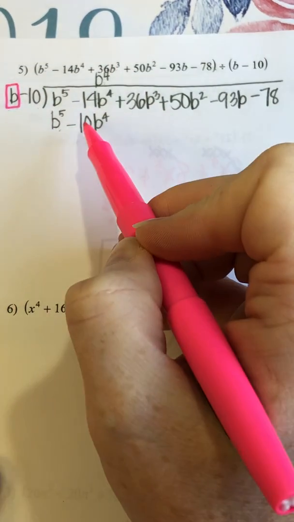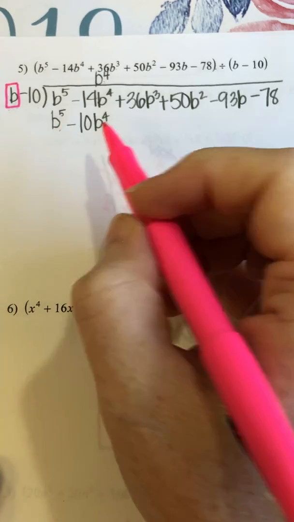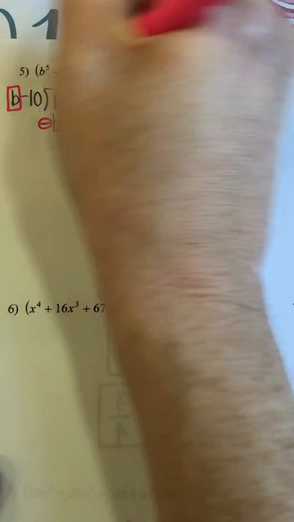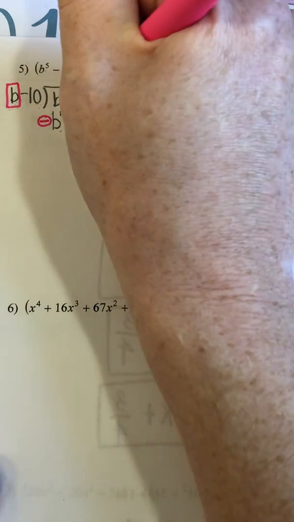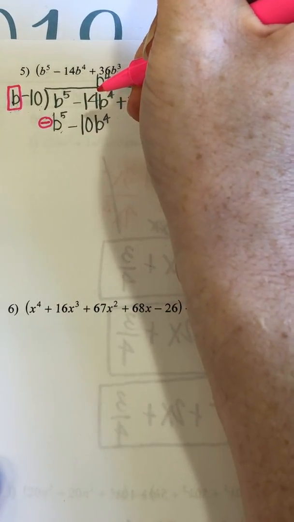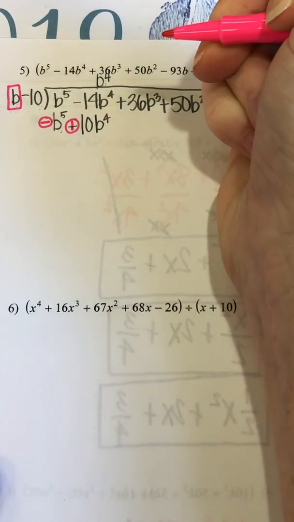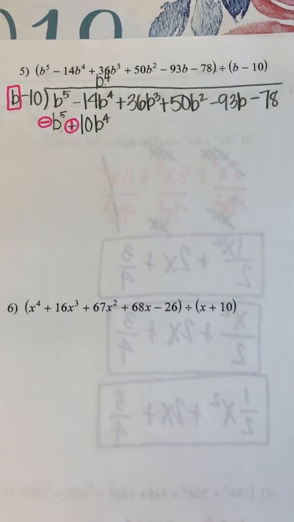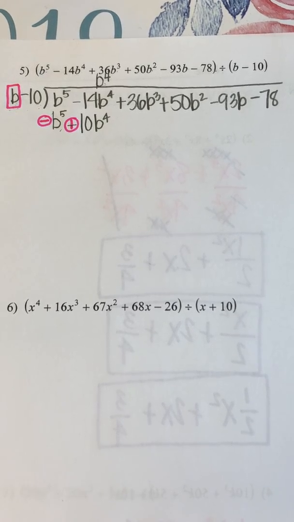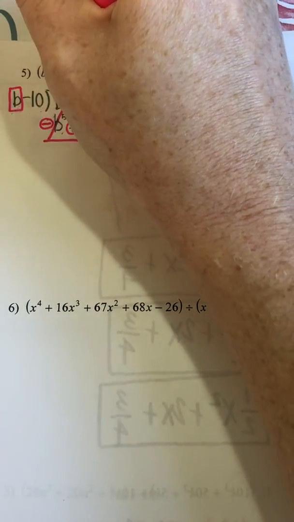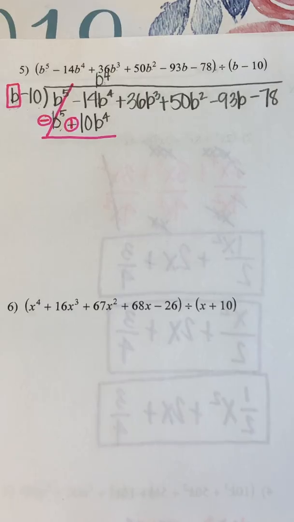Now, after I multiplied, what was my next step? Subtract. So I'm going to come through and I'm going to subtract. But what if I end up subtracting a negative? I end up changing it to addition. I circle my signs that I have changed them to just so I don't accidentally do the wrong thing, okay? Now, this first one cancels out because that's b to the 5th minus b to the 5th.